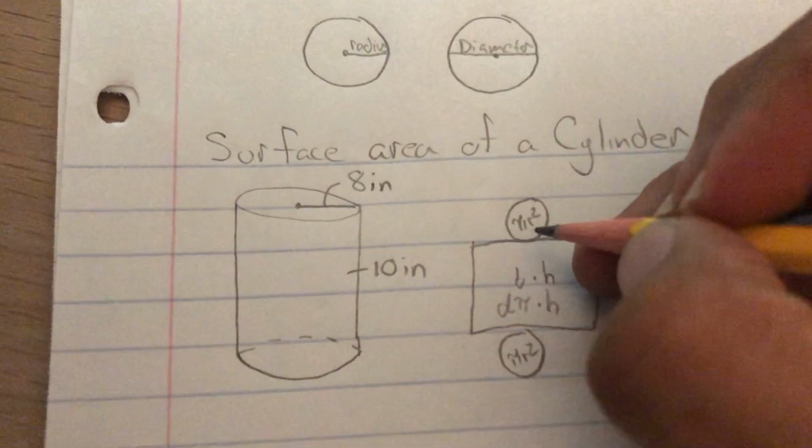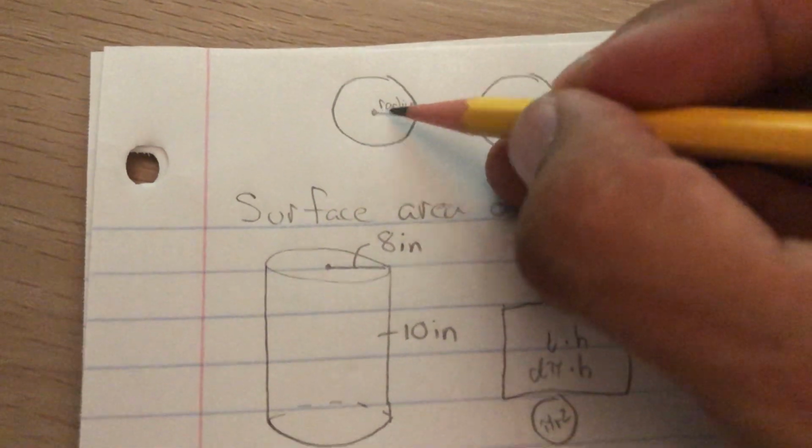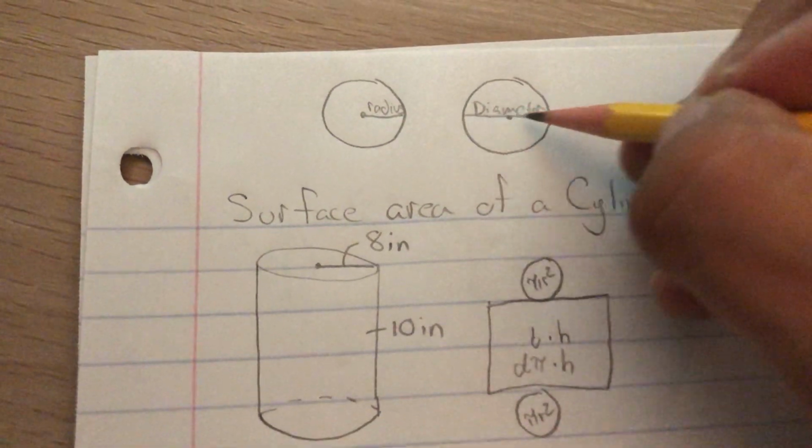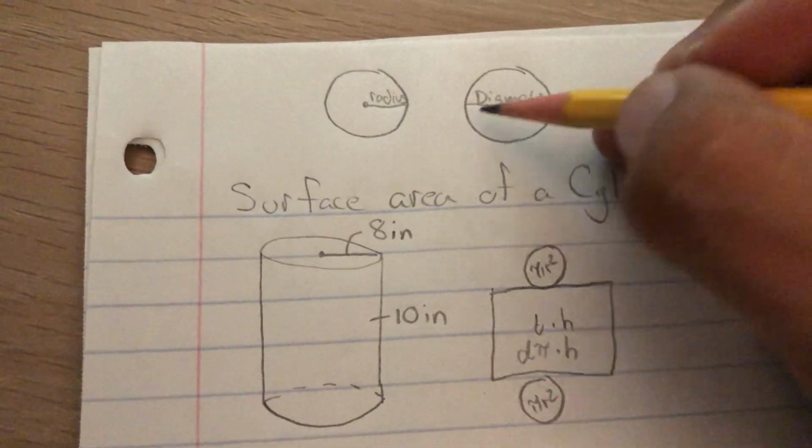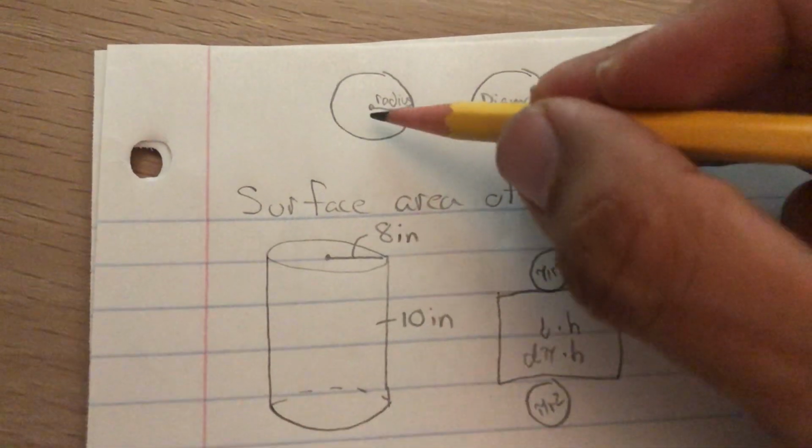So our first goal is to find the radius. Radius looks like this. Diameter looks like this. Radius is half of the diameter. So the diameter is the whole length. Radius is half the length.